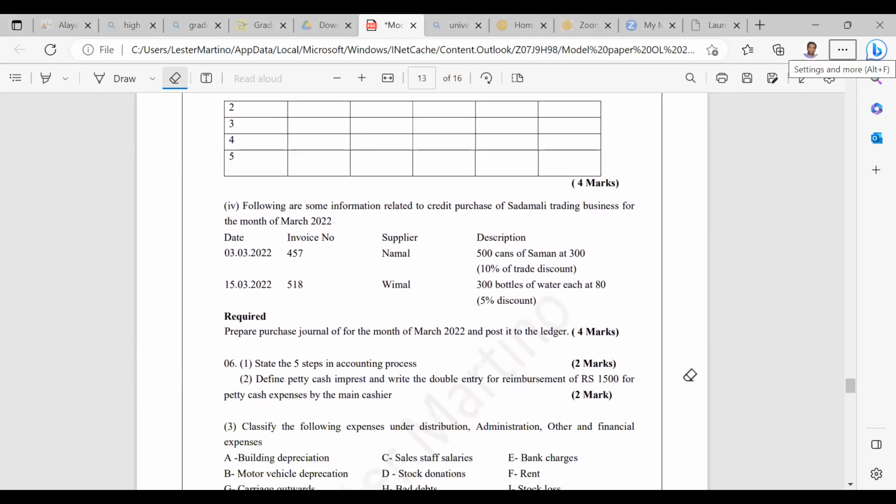Right, next one. Following is some information related to the credit purchases of Sandamali trading business for the month of March. Prepare the purchase journal and post it to the ledger accounts. So shall we prepare the purchase journal? The date, supplier, invoice number, value, and please draw 3 accounts. Can you just do the template first? I'll give time for this.